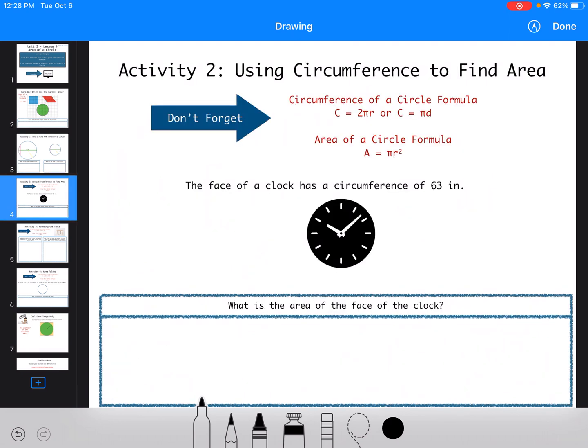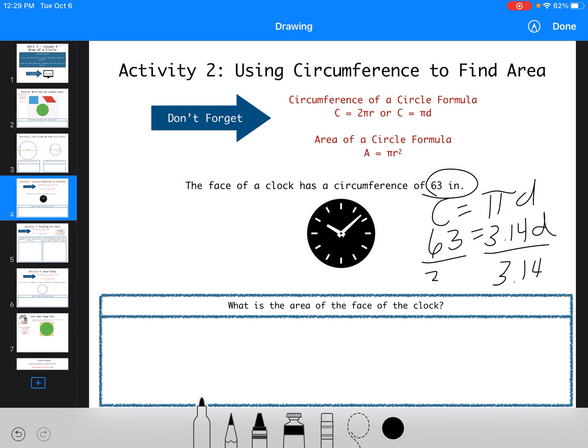All right, so now they want us to use circumference to find area. So it says the face of the clock has a circumference of 63. So I need to work backwards to find my radius. So I'm going to use the formula C equals pi times the diameter because they gave us circumference. So 63 equals 3.14 times the diameter. So in my calculator, I'm going to divide by 3.14. So my diameter is 63 divided by 3.14. I get 20 and a whole bunch of numbers behind it, but I'm going to stick with 20.